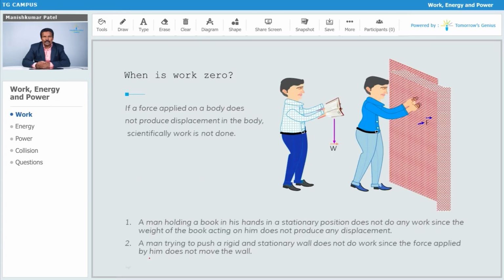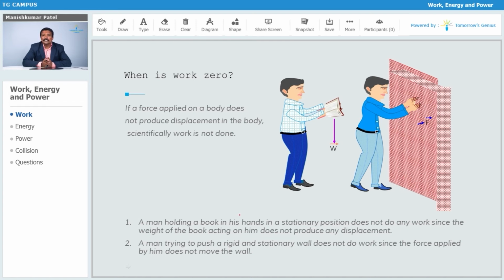Even when the force applied on a body doesn't produce displacement, the work is 0. So this is a wall and you are applying force on that wall. The wall is not going to be displaced at all, so the work is not done scientifically. A man holding a book in his hands in a stationary position doesn't do any work, since the weight is acting in the downward direction and there is no displacement. This is how we can say the work done is 0.